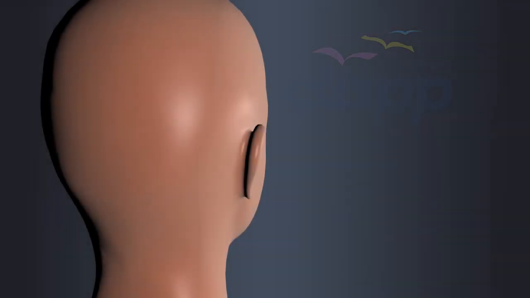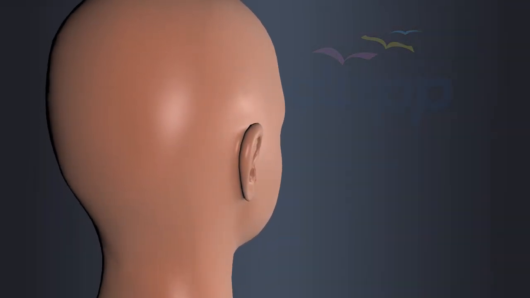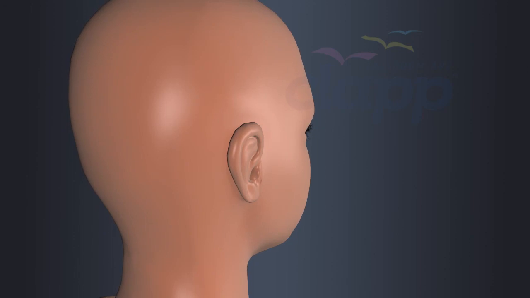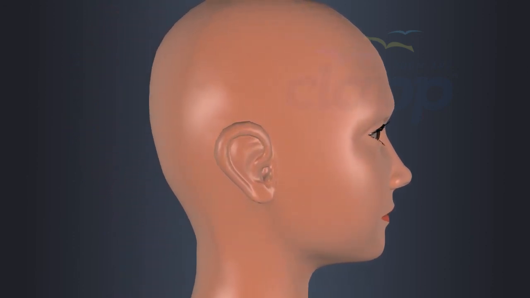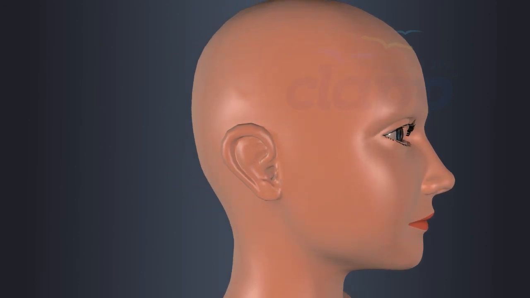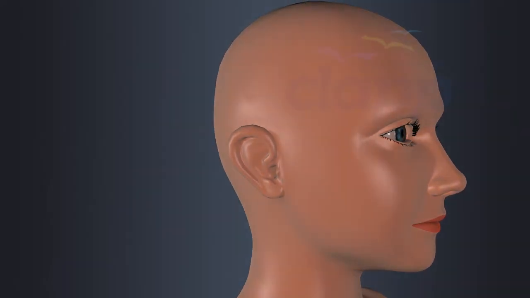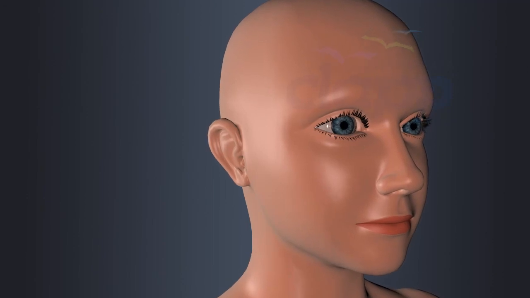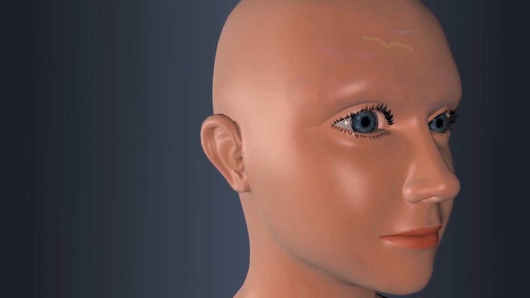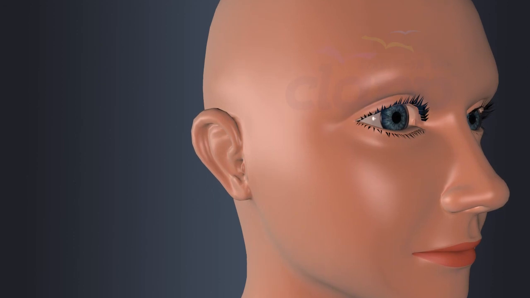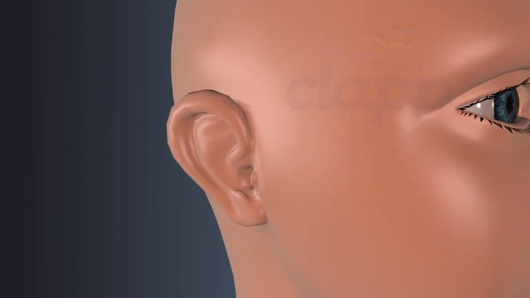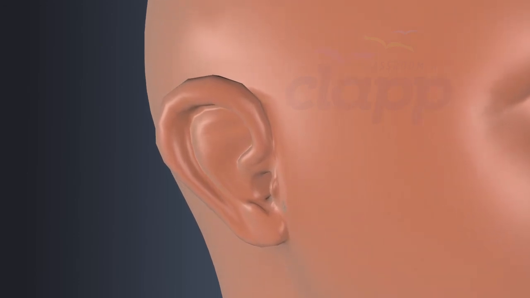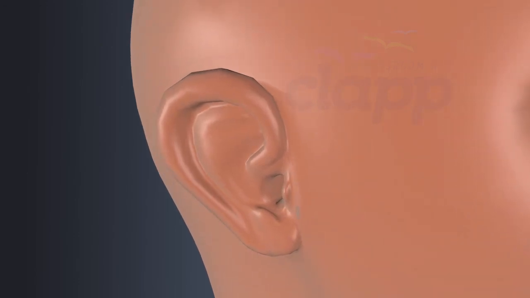Pinna is also known as auricle. It is the visible, fleshy and cartilaginous part of the ear located on the lateral side of the head. It has a unique shape that helps in capturing sound waves from different directions and funneling them into the auditory canal. Pinna has various folds, ridges and curves, which aid in sound localization, helping us to identify the direction of sound source.